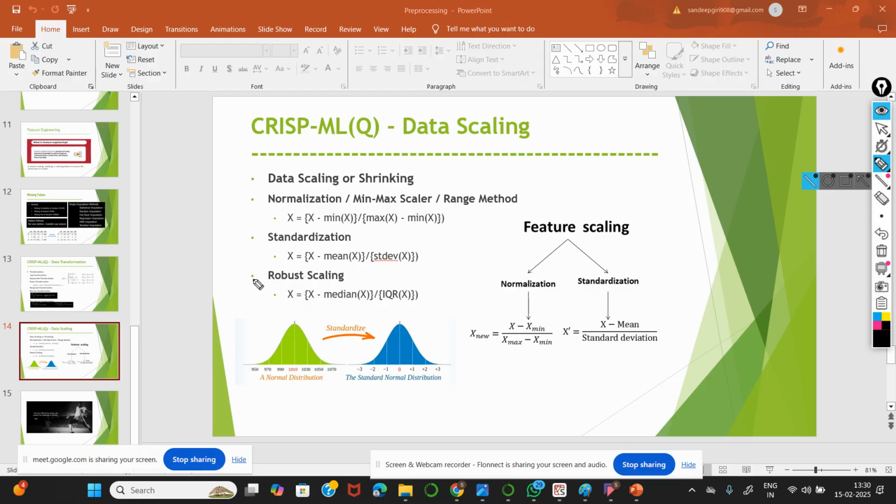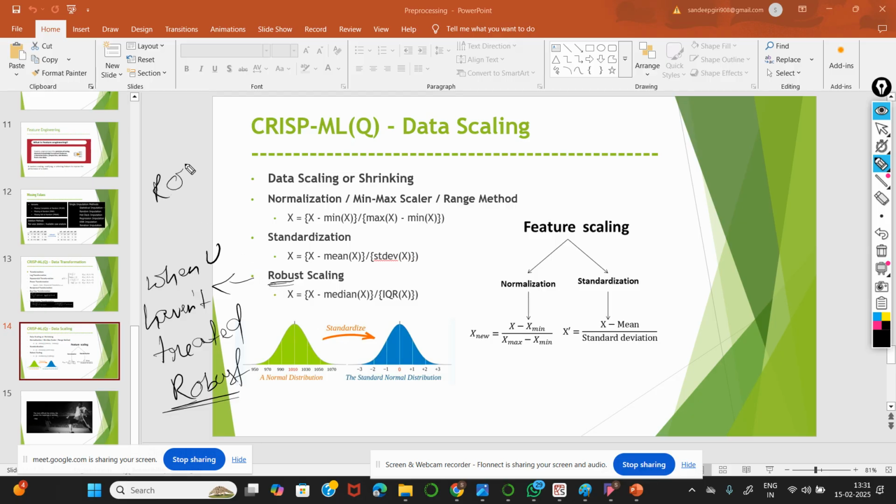We have something called robust scaling. Robust scaling is a technique that is basically used when you haven't treated your outliers. If you haven't treated your outliers and you come directly to do this work, then use robust scaling. Robust scaling is a powerful technique that will do its work, and it will be robust to your outliers. If you have outliers, then it will work fine. Why? Because it has been made in that way.